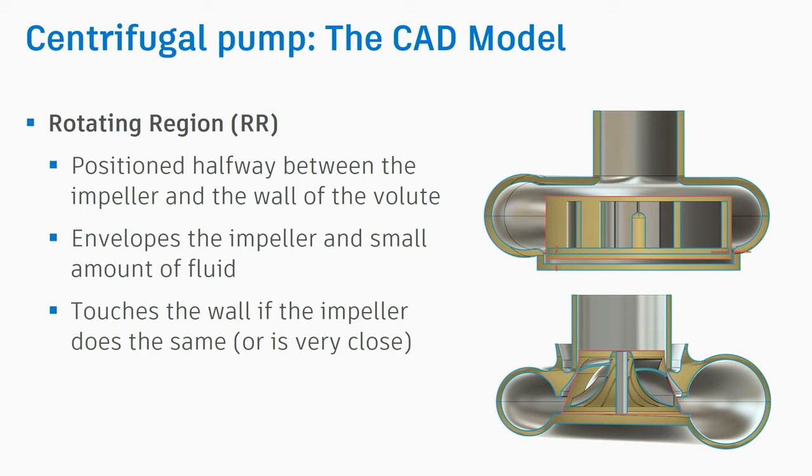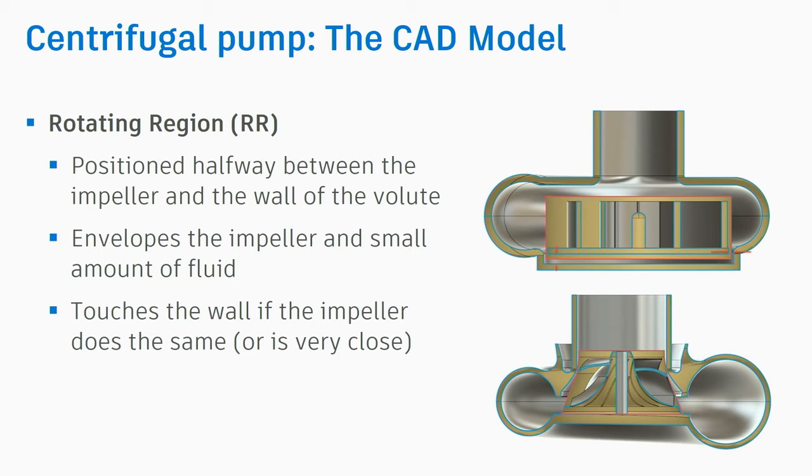We will create a rotating region. The rotating region is a default material in Autodesk CFD. It envelops a rotating device and a part of the fluid. There is a rule to create the rotating region in the CAD software. You need to make sure that it's positioned halfway between the wall of the volute and the impeller.